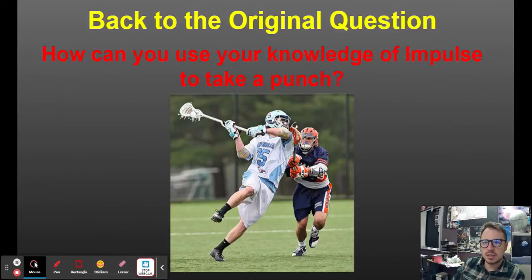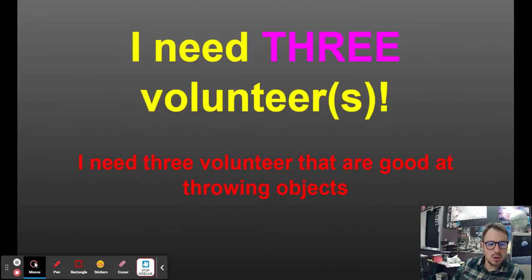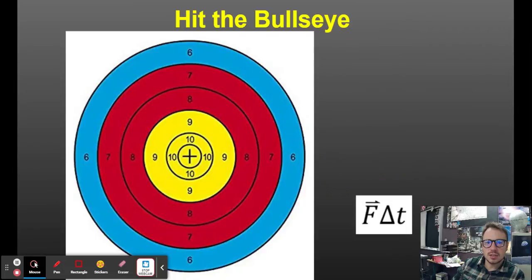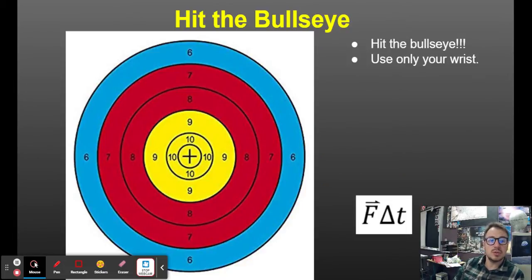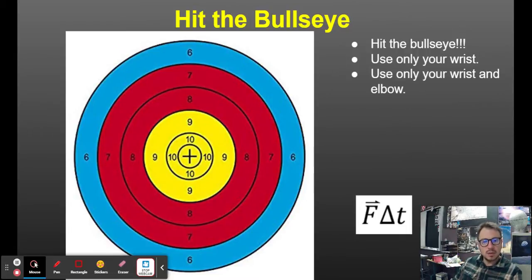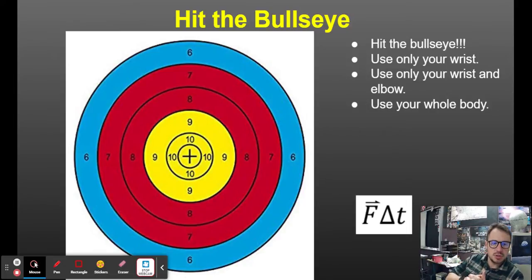So let's take a look at this one. It says, why do lacrosse players use rackets? So for this, I asked three different volunteers, and I put this up on the board. So I said, hit the bullseye. Use only your wrist. So one student is only going to throw the ball with their wrist, just using their wrist, using nothing else. One student would use their wrist and their elbow, so they could use a little bit more, and the last person can use their whole body, right?